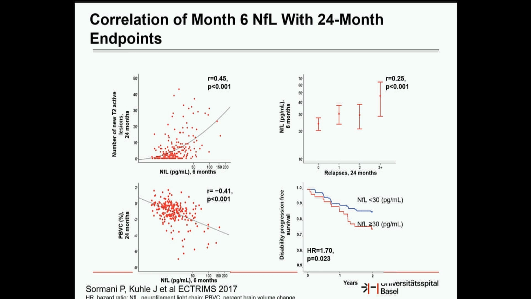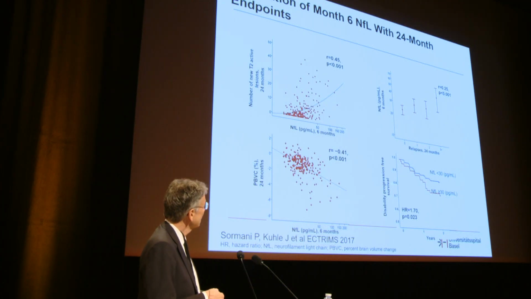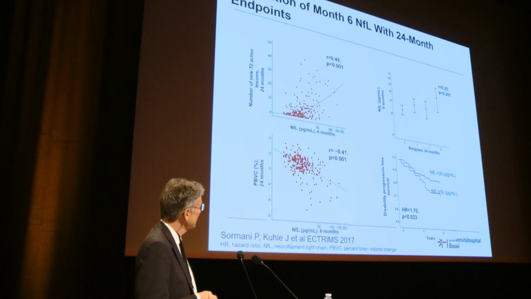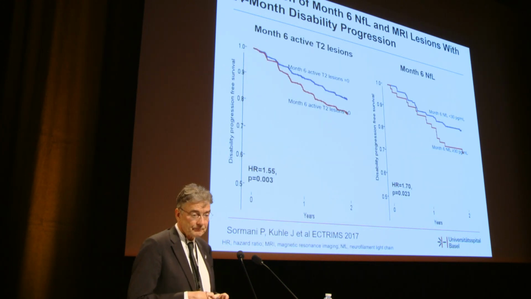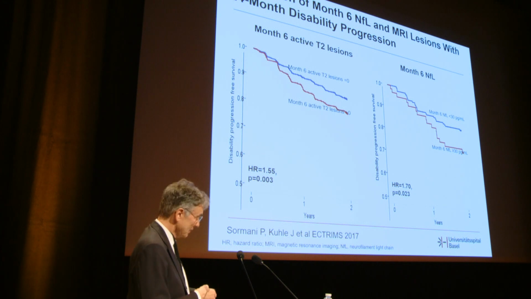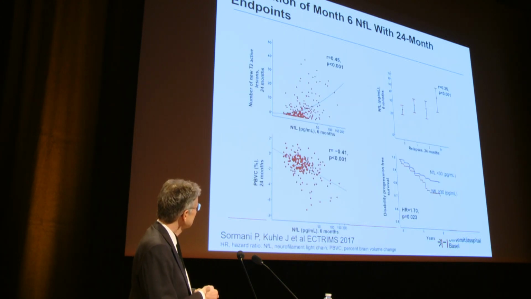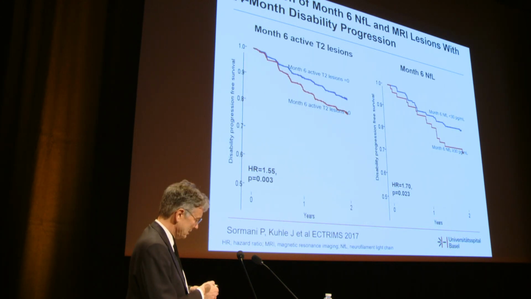Then neurofilaments and relapses over 2 years. Again, those with more relapses have higher neurofilament levels, and there is also a correlation to a change in the EDSS, so disability progression-free survival over time, over 2 years, if you look at the neurofilament level at 6 months.